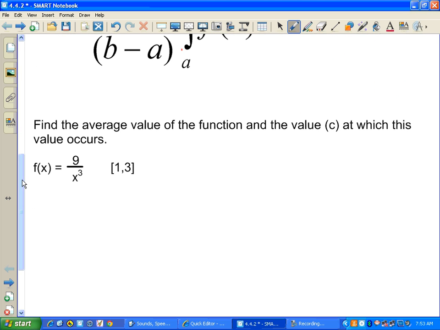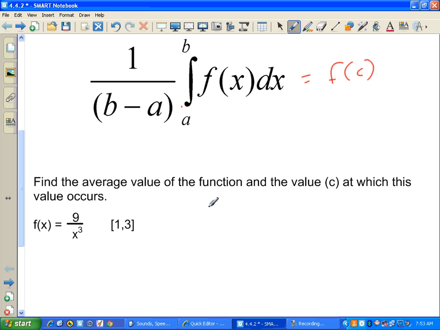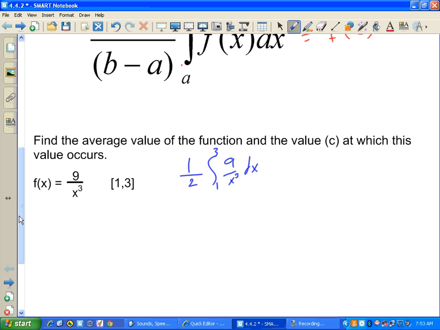So I'm going to take 1 over b minus a, so that's going to be 1 over 3 minus 1, which is 2, times the integral of 9 over x cubed evaluated from 1 to 3 dx. Okay, and this is going to equal some number, which would be the same as the function at some value c. And I'll then be able to solve for c.